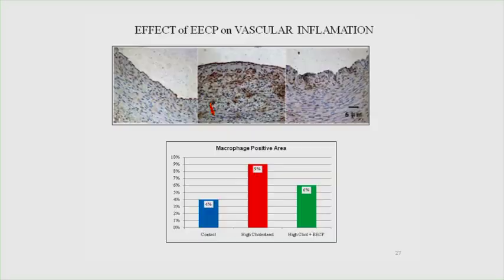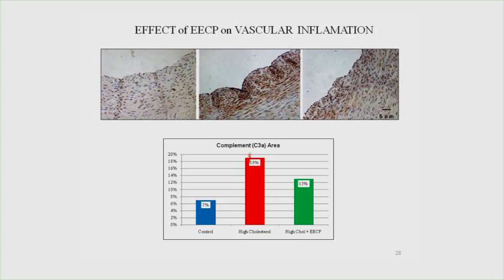Macrophage positive areas, of course, you're going to see a lot of macrophages in the hyperlipidemic animals. Those treated with ECP have less macrophage infiltration because there's less inflammation, fewer chemotactic molecules, fewer adhesion molecules. Complement is a protein that's involved in immune-mediated damage. You see a lot of that in the hyperlipidemic pigs. It is attenuated with ECP.